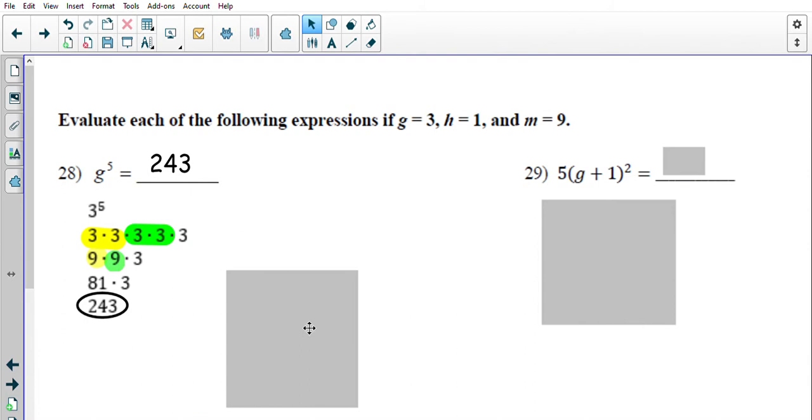Now, of course, you can just multiply from left to right. 3 times 3 is 9, 9 times 3 to get 27, take 27 times 3, and then multiply that answer by 3. Whatever's going to make it a little easier for you.